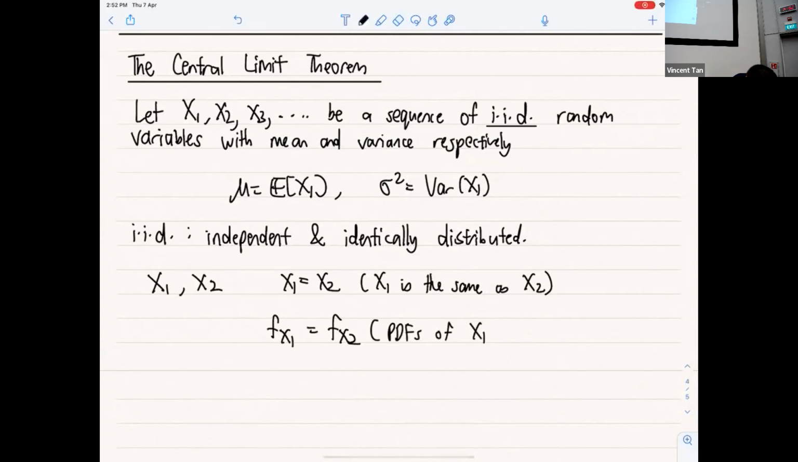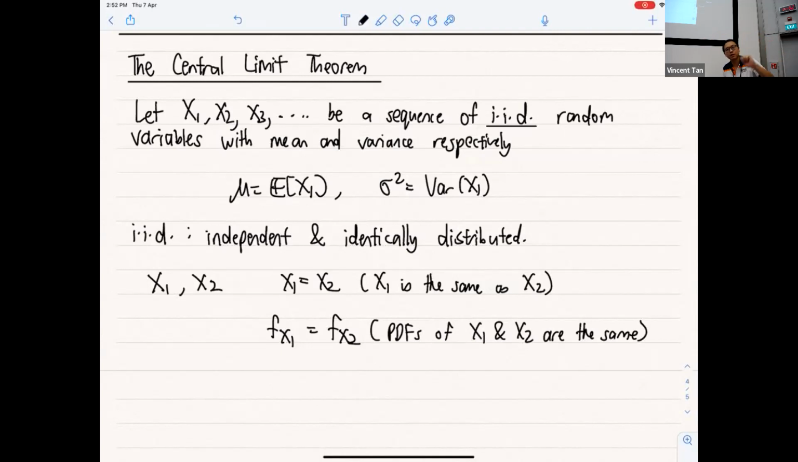PDFs of X1 and X2 are the same. So your PDF of exam mark is the same as Oliver's PDF of exam mark. In particular, the means are the same. Both means are 80. Both variances are 10, say.